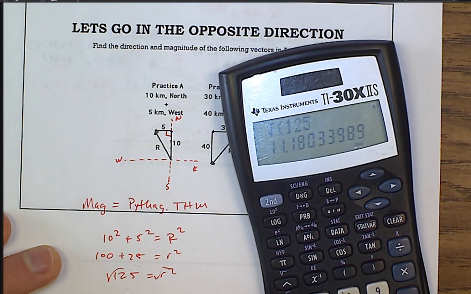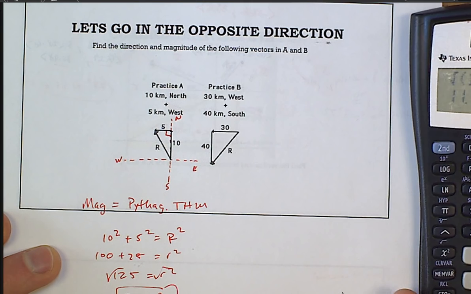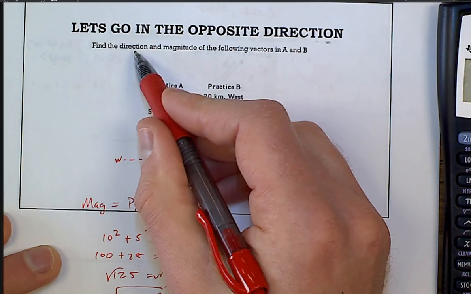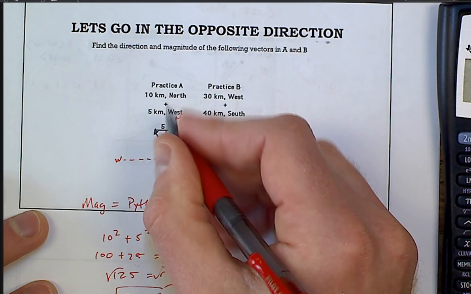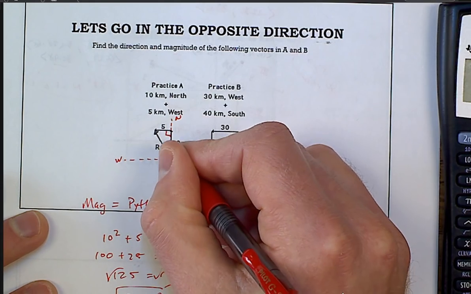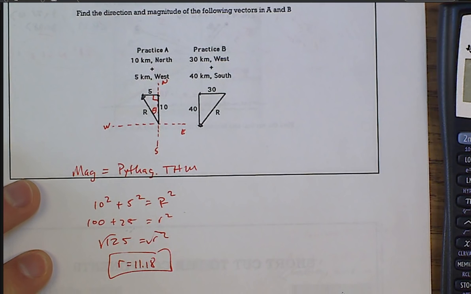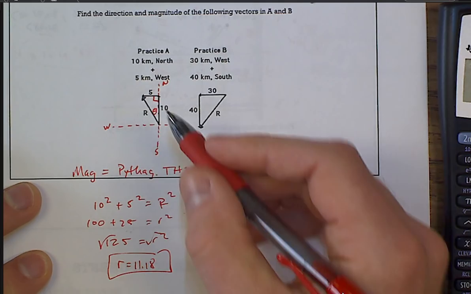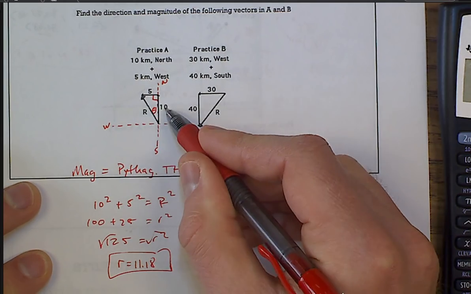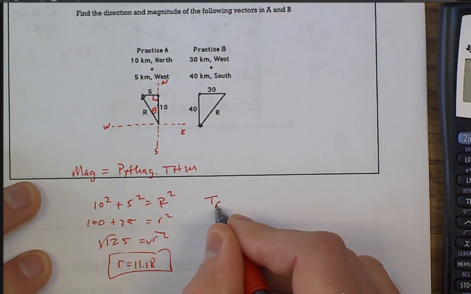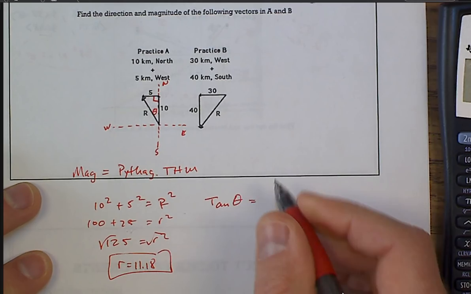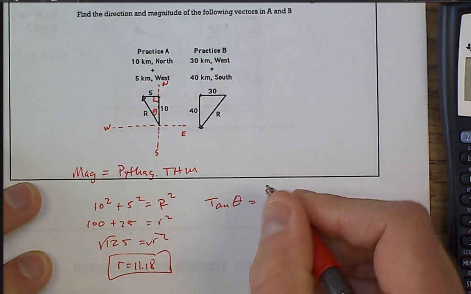So that would be our magnitude, okay? Now, it also says the direction. So that means you have to find theta. If I put theta right there, you have to find that angle. Well, you know that from what we did in lesson 2. So I would just go opposite over adjacent, which is tangent. So I'd go tan of theta equals opposite 5 over adjacent, which is 10.